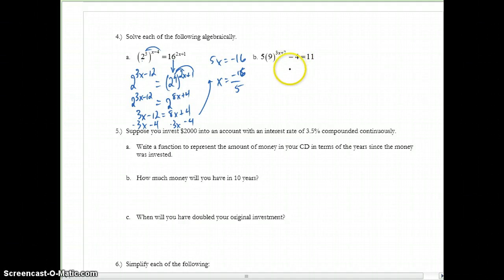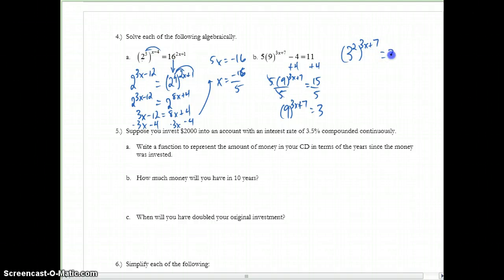This one, same idea. First thing, let's add 4 to both sides. We're going to do a little bit of moving things around before we do any other work. Divide by 5 to make the 5 go away. You get 9 to the 3x plus 7 equals 3. I want to change the 9 and the 3 to have the same base, so we're going to change the 9 into a 3 squared raised to the 3x plus 7, and that's equal to 3 to the first power. Distribute the 2, so you get 6x plus 14 equals 3 to the 1, so 6x plus 14 equals 1. 6x equals -13, and x is equal to -16/3.